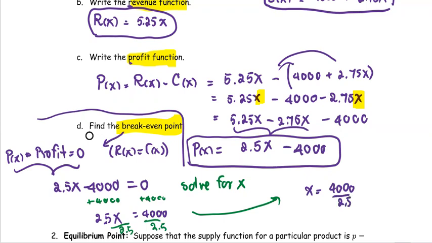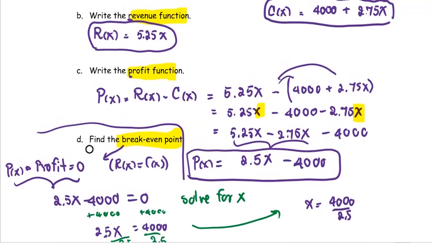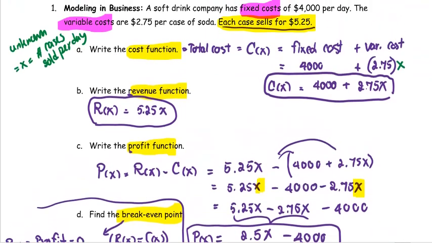If you have the calculator handy, you can help me find the number. Put it in the chat, or you can turn on the microphone and let me know. What do we get for 4,000 divided by 2.5? 1,600. Thank you. Yep, so this is the break-even point, where the revenue equals the cost, based on the information provided in this problem.